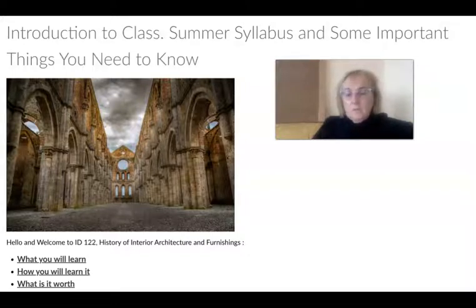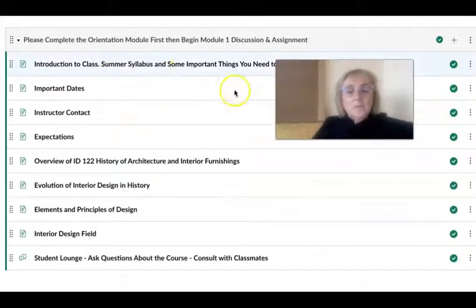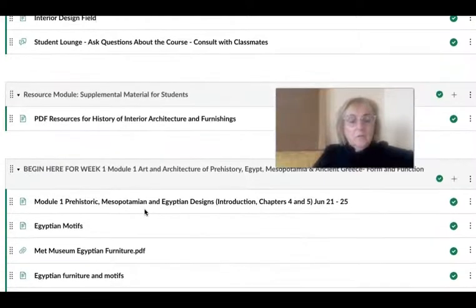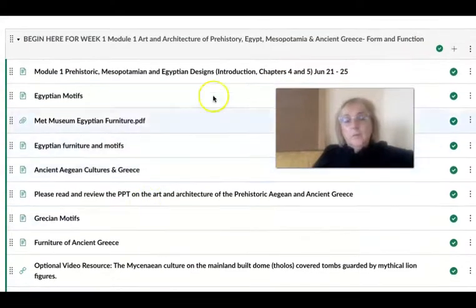If you don't know where to start, always go back to modules, and that will bring you to the orientation module again, and then it says to begin here for week 1, and you can start reading the pages and get started.